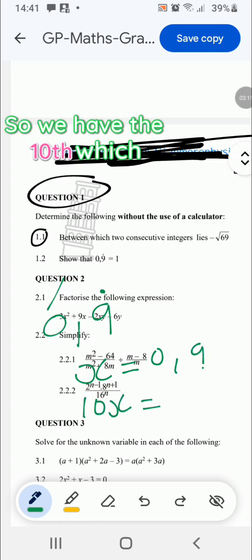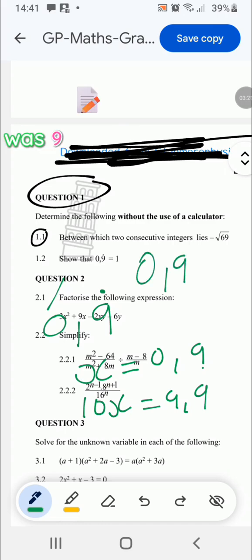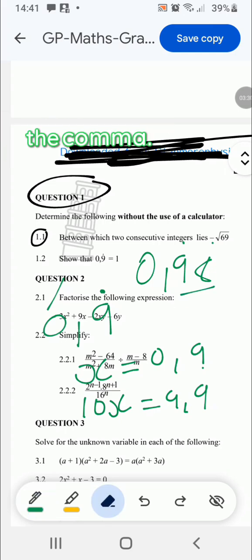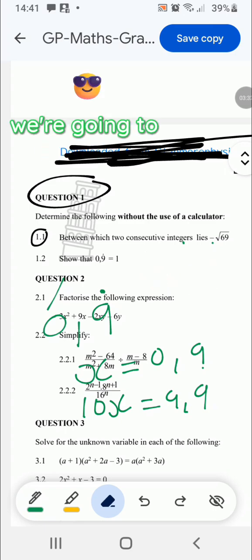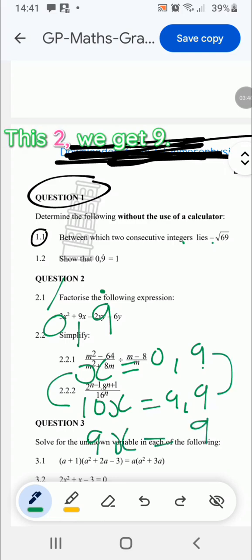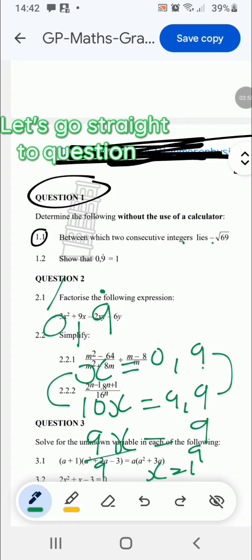So we have the tenth, which is 9,9. If the number was 9 recurring, 8 recurring, this is the hundredth because there are two numbers after the comma. So instead of using 10, we're going to use 100. We'll get to that later. So now 10x minus x, we get 9x. And on the other side, we get 9. Solving for x there will give us 1. That's our answer. Let's go straight to question 2.